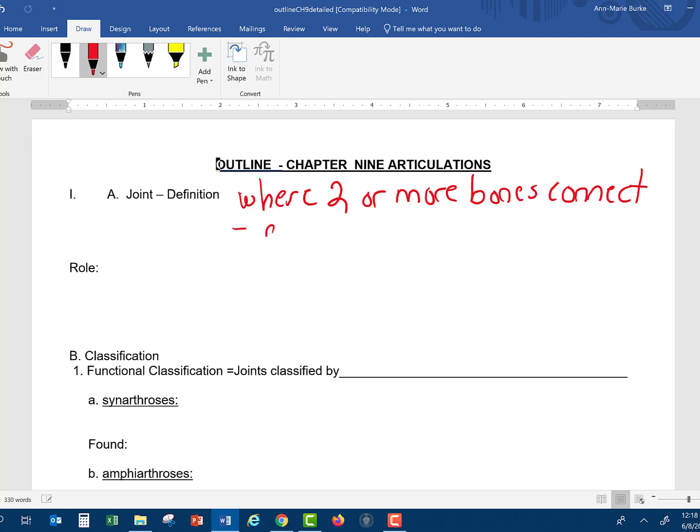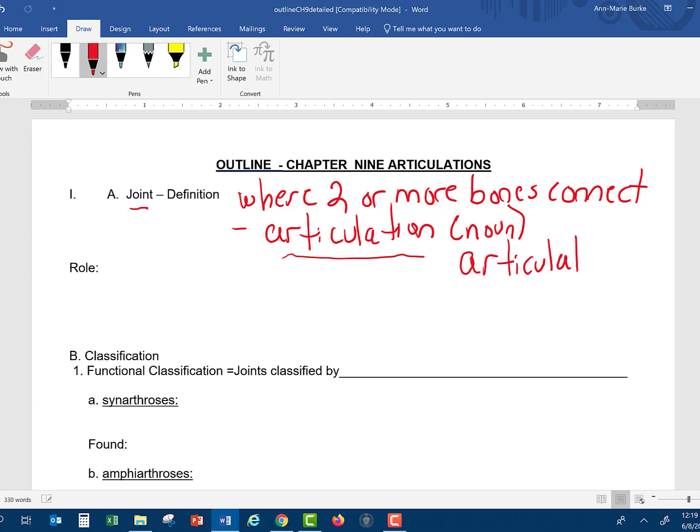Also called articulations. So the word joint means the same thing as articulation. Articulation, by the way, is a noun. However, we could also use the word articulate. Articulate means to connect, and this is actually a verb. So the words mean a little differently. Joints connect, but there's a difference. Articulate, again, a verb, means to connect; articulation means a joint.